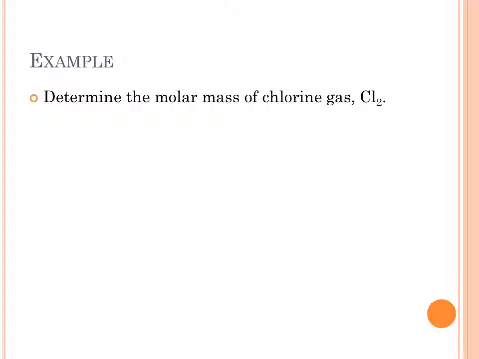So, for example, let's say we have a diatomic element like chlorine gas, Cl2. The molar mass would just be 2 times the atomic mass of chlorine, or 2 times 35.45 grams per mole, or 70.90 grams per mole.